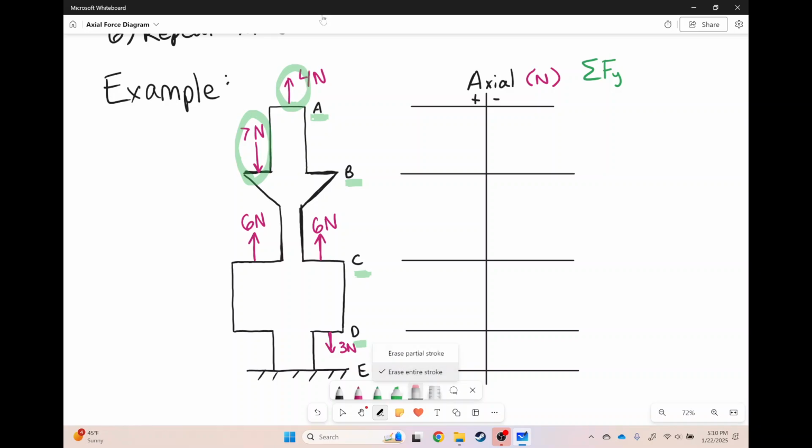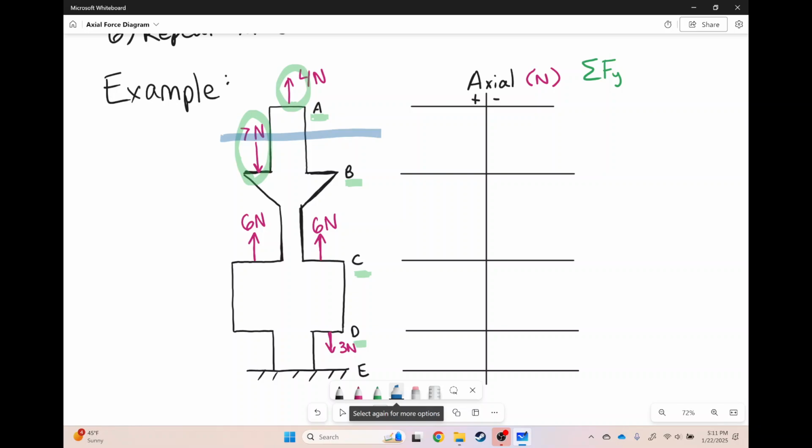So for these faces, that's where our loads are acting. Between face A and B, there is a change in load, right? Because 4 newtons was going up, then 7 newtons go down. So somewhere in here we need to make a cut. So I'm going to draw a line right there. That's my cut.